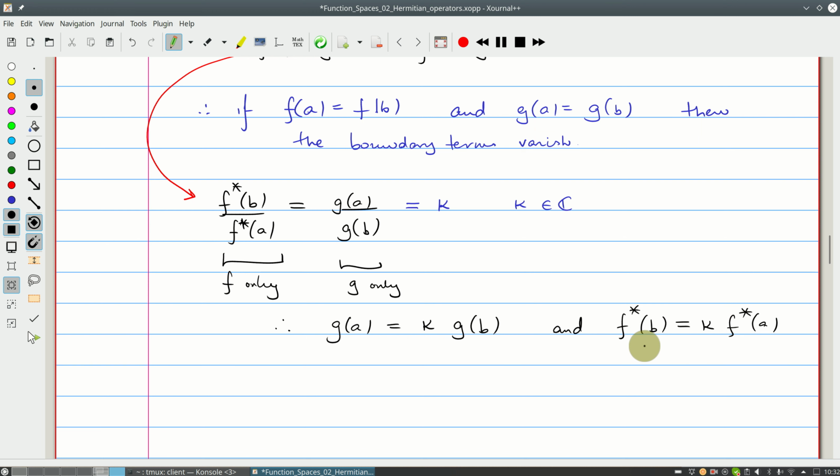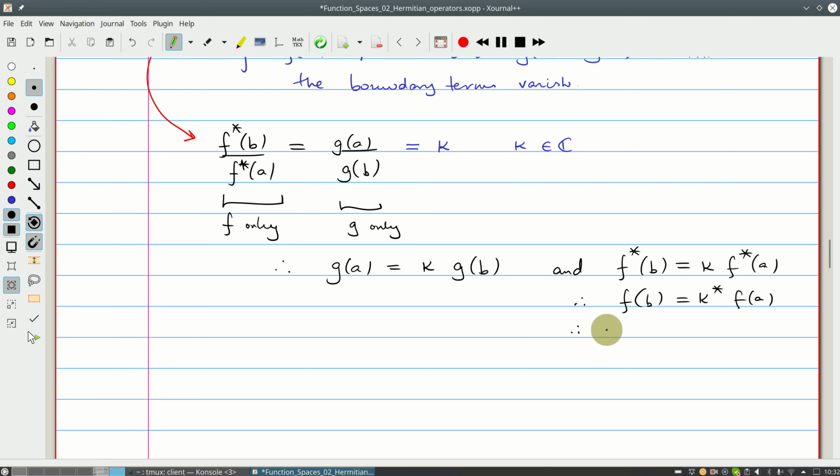Now let's take this relation and write it in this kind of form. Therefore, you can first take the complex conjugate of both sides. So what you'll get is f of b is equal to kappa star f of a, but I need to get it in this form. The reason I need to do that is because we want all functions to satisfy the same boundary condition. So if the boundary condition is that g of a is kappa g of b, then I need to have this in the same form, which means f of a on the left-hand side is equal to 1 over kappa star f of b.